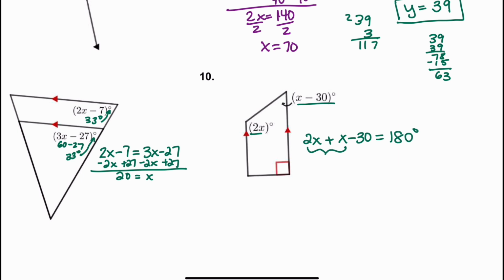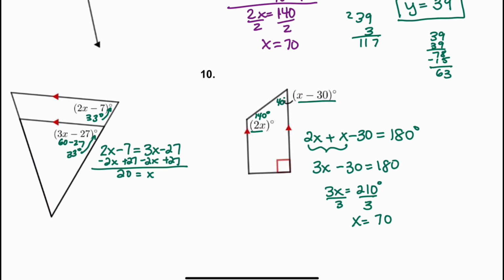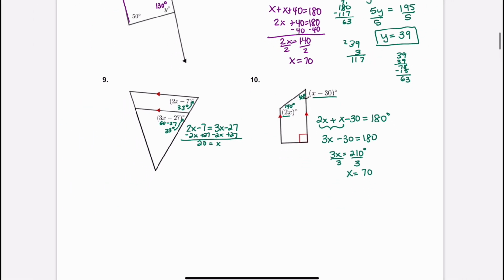So x plus 2x is 3x, minus 30 equals 180. Add 30 to both sides. That's 210 degrees. Divide by 3. So my x equals 70. So 2 times 70 is 140. It's 140 degrees. And 70 minus 30 is 40 degrees. And if I add those two up, I do get 180. 140 plus 40 is 180.